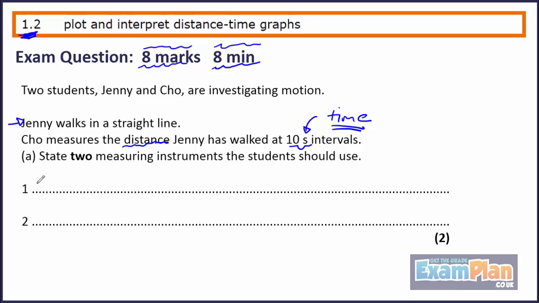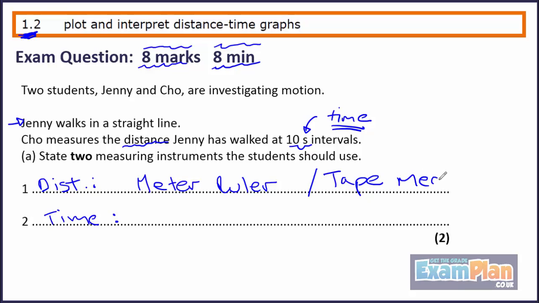Well, to answer this, we need to think about what Chow is actually measuring. She's measuring the distance and also the time in order to measure the intervals of 10 seconds. For distance, we can use a meter ruler or a tape measure. A ruler would be incorrect, as it is too small to practically measure the distance that Chow would cover in 10 seconds. For time, we can use a stop clock. Make sure that you use 2 pieces of equipment here that measure 2 different quantities.